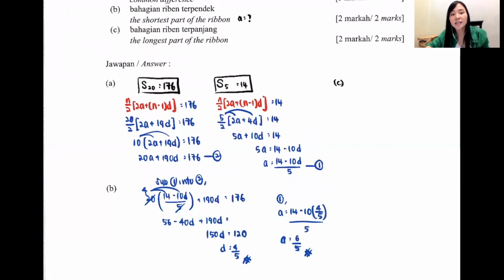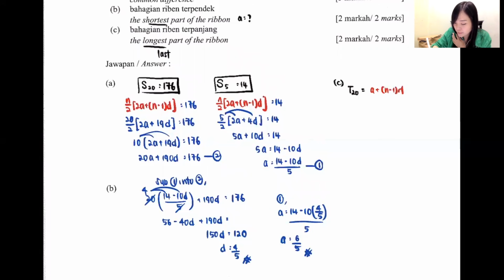Let's look at C. C, they say find the longest part, my dear. Shortest is the first one. Longest, I think, is the last one. Who is the last one? Remember, they cut to what? They cut to 20 parts. So the last part will be what? T20.